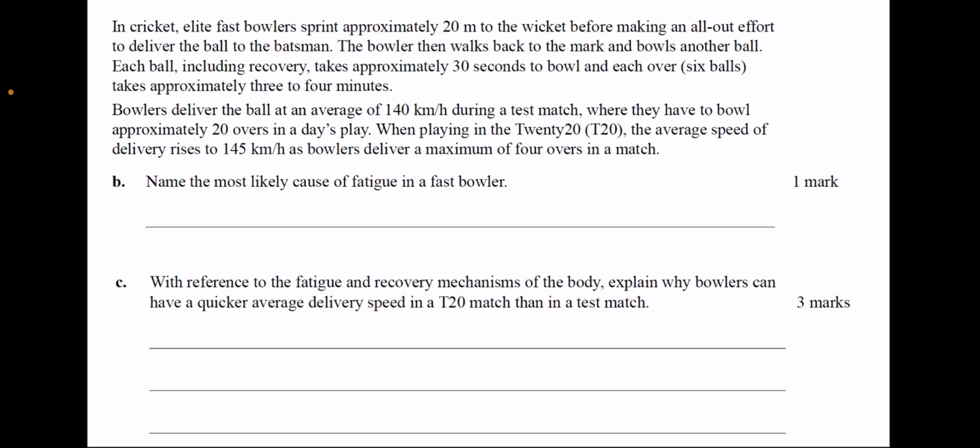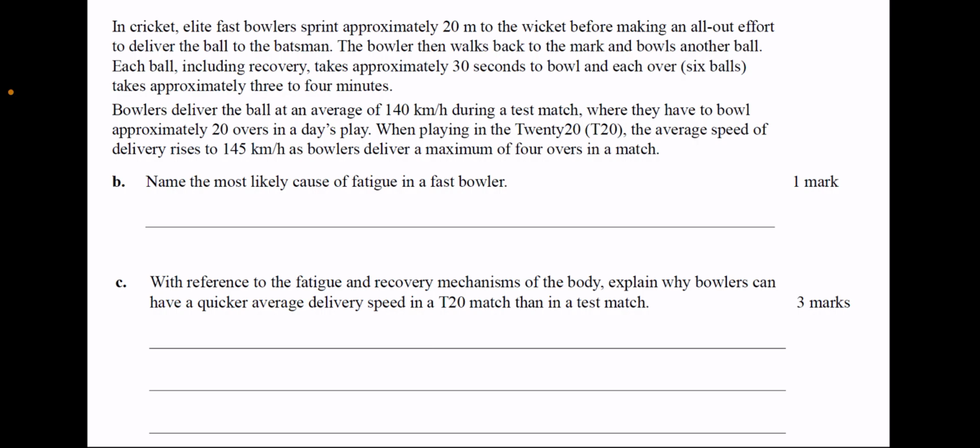Bowlers deliver the ball at an average of 140 kilometres an hour during a test match, and they bowl approximately 20 overs in the day. When playing T20, they bowl 145 kilometres an hour and deliver a maximum of 4 overs. So their output's greater. They're working at a higher intensity. But they don't bowl as many overs, so they have more recovery time. If you're bowling a larger volume of performance, then it normally means you have less recovery time.